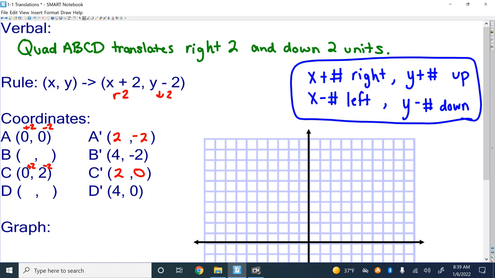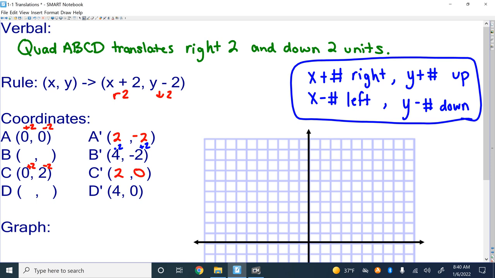But now I have the image point. How do I get the pre-image point? You do the inverse, and inverse is just really the opposite. So what's the opposite? Minus 2, plus 2. Good. I'm going to minus 2 here and plus 2 here because I've got to go backwards. Does that make sense?